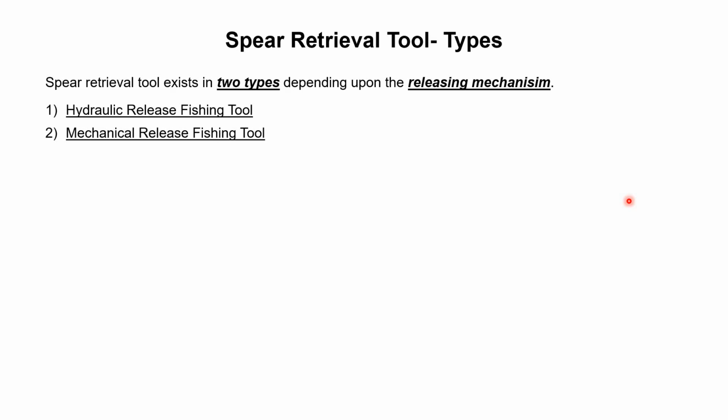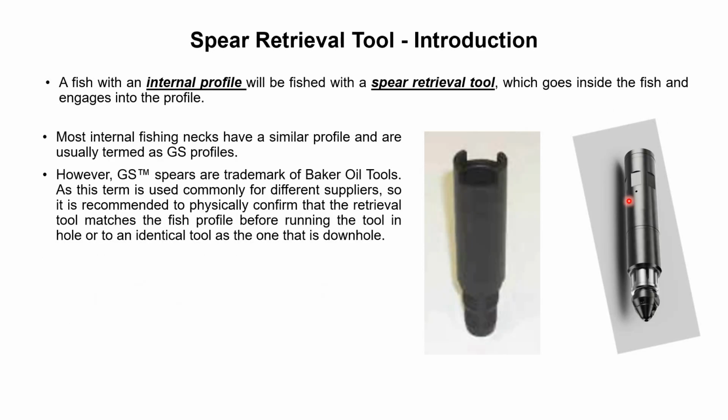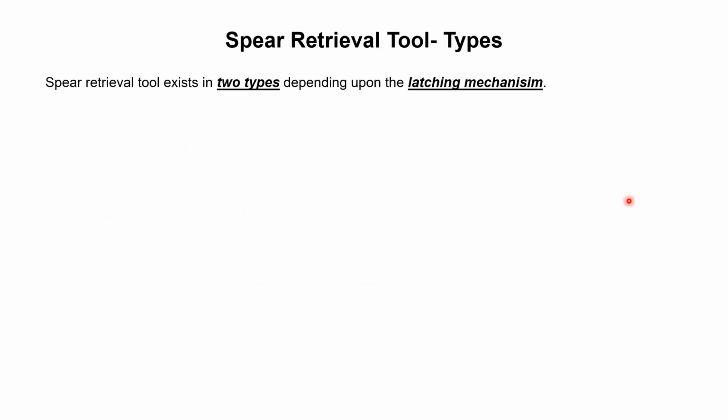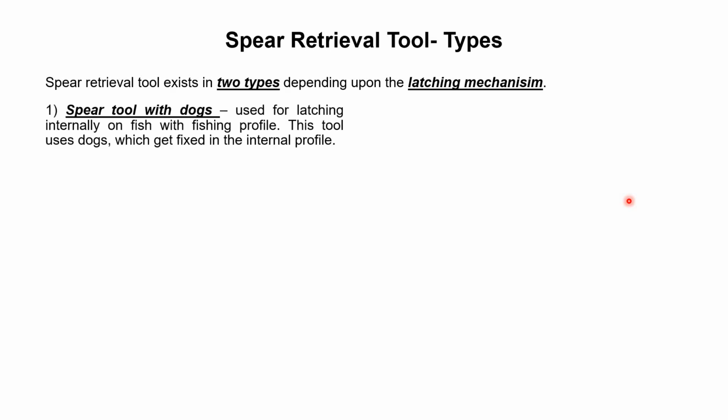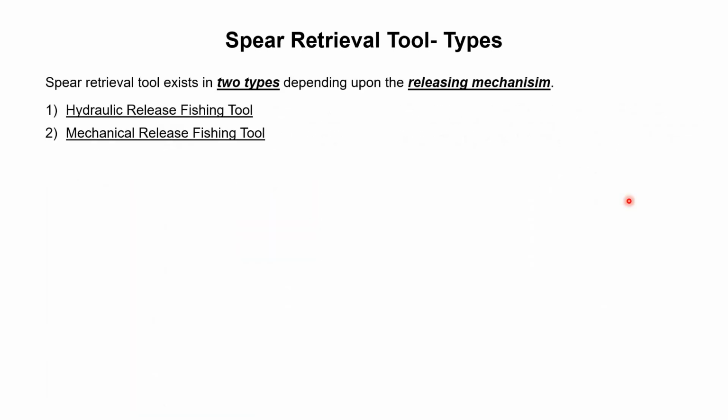So let's just summarize what we have discussed. We have discussed the spear retrieval tool, its introduction. Then we understood the concept of GS fish neck. Then we discussed the two types of retrieval tool, that is, spear tool with dogs and spear tool with slips. And now we have concluded our discussion with the types of spear retrieval tool depending upon the releasing mechanism.